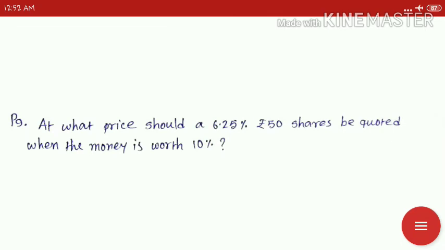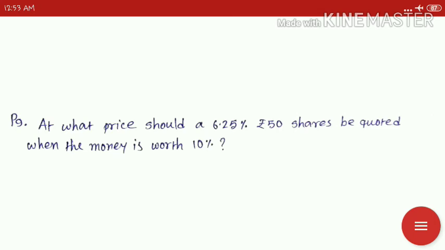This problem states: at what price should a 6.25% rupees 50 share be quoted when money is worth 10%? This means that we need to find out the market value of the share. In English, at what price should a 6.25%, this 6.25% is the rate of dividend, rupees 50 shares, that is the face value, be quoted, that means we need to find out the market value when the money is worth, that means it is the rate of return.